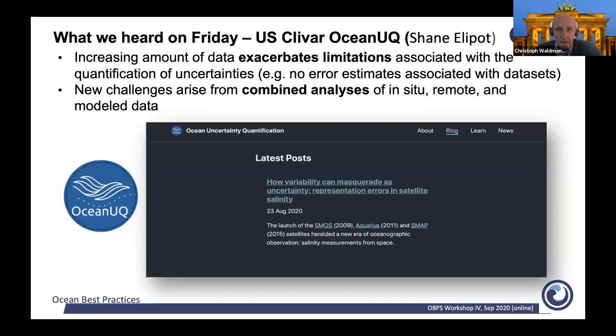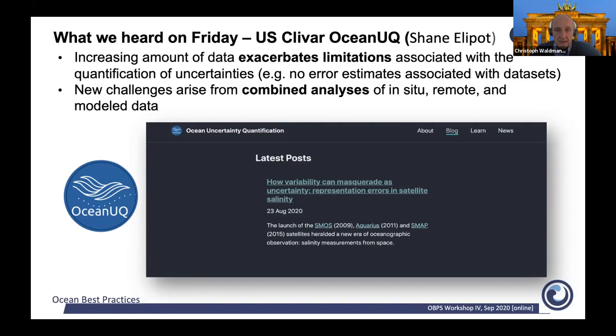Okay, what we heard on Friday is a presentation by Shane Elliport, and Shane is also with us today, so he probably can make some comments on this and what I picked out from his presentation. He was showing us about the needs, why we have to be concerned about uncertainty quantification. And it's related to challenges from combined analysis of in situ and remote and model data. And so there's also a need to have an idea of quantification of uncertainty, which sometimes is also called error estimates. And that's something that we will probably come back to in our discussion part.